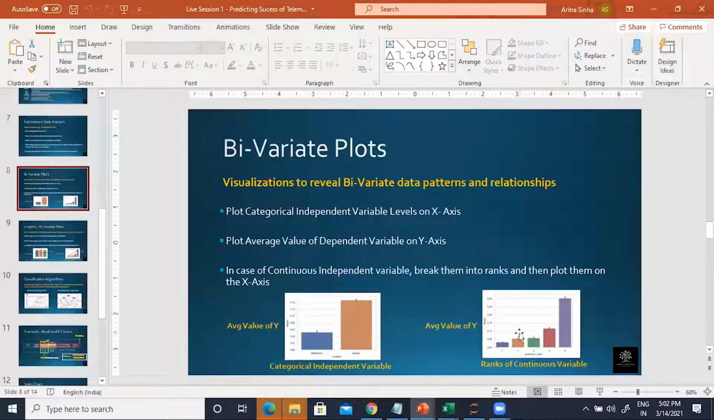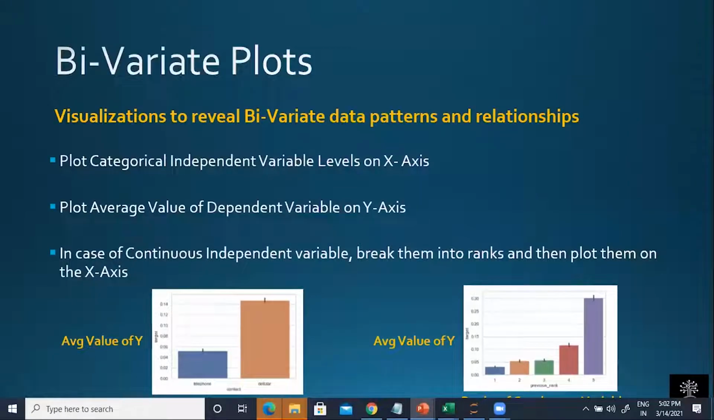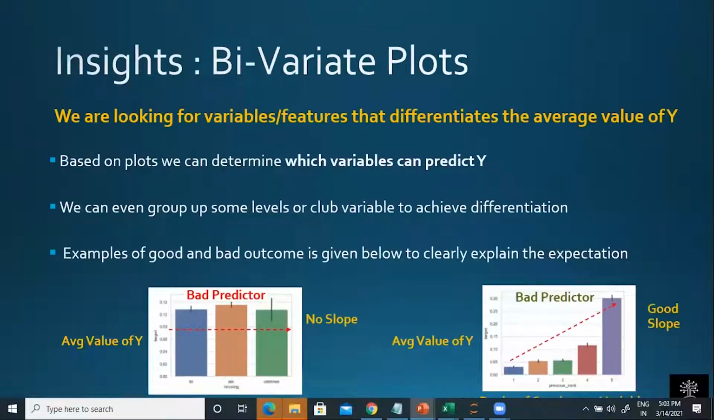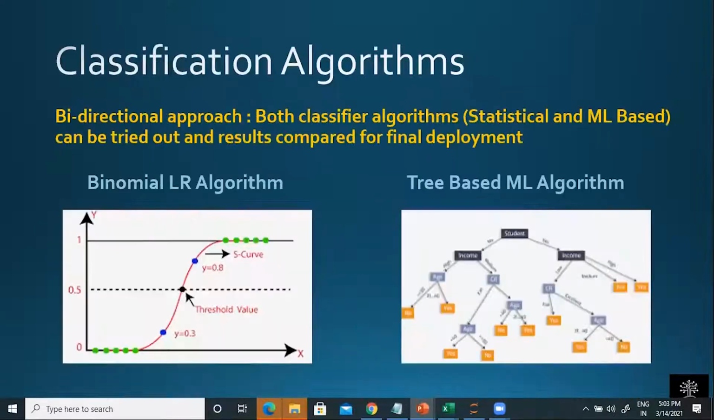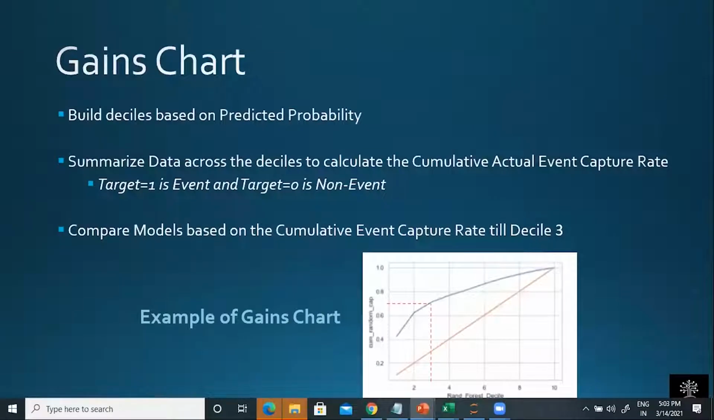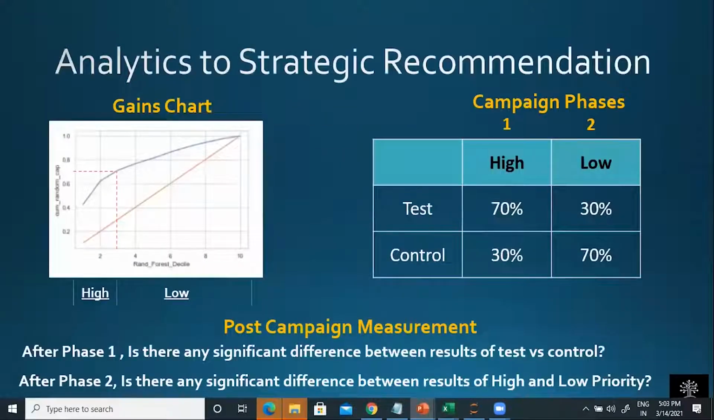So it's important to outline an overall plan, okay? That this is how you will approach. You would do this exploratory analysis, bivariate plots, what kind of insights you want to generate from bivariate plots, what kind of algorithms you want to test out. Then comes your concept of precision, recall, etc. How do you evaluate it from a model performance point of view? Then comes the gains chart, which we saw in the Lorenz curve. Then comes analytics to recommendation.